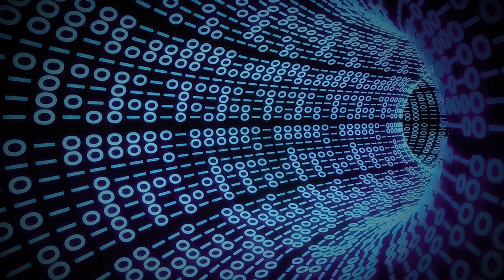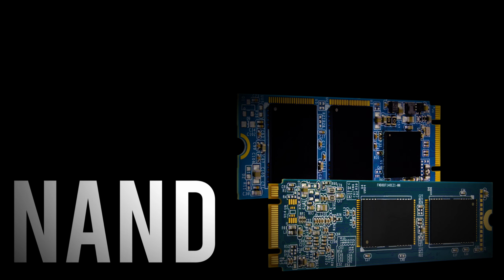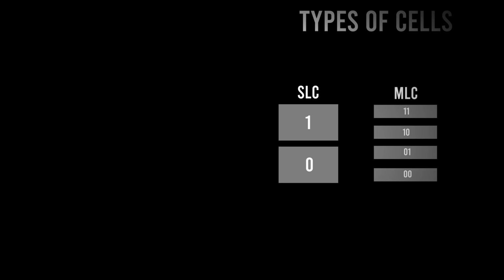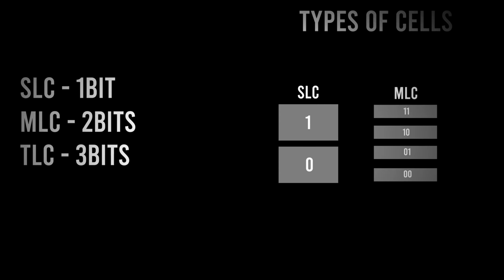Now let's move on to the types of memory cells. These cells contain our information. NAND is the type of reading and writing from these cells. Accordingly, there are a number of memory types. SLC is the oldest type, which can contain 1 bit of information. MLC 2 bits, TLC 3 bits, QLC 4 bits, and PLC 5 bits.